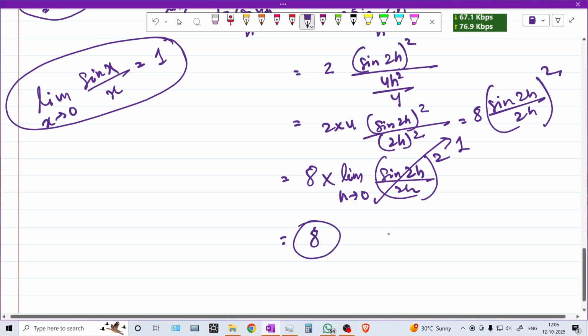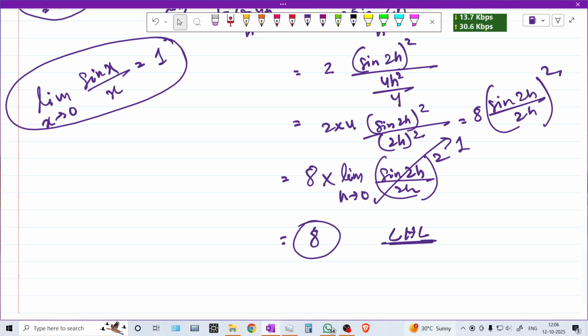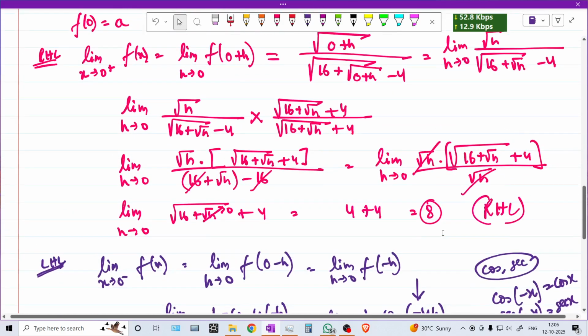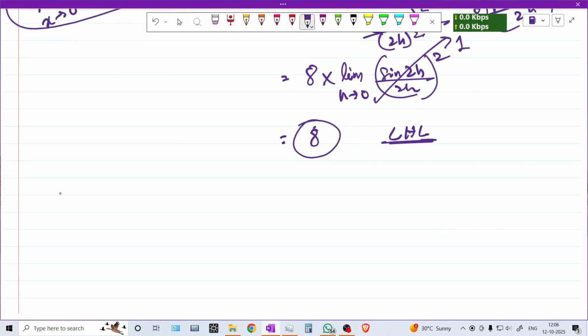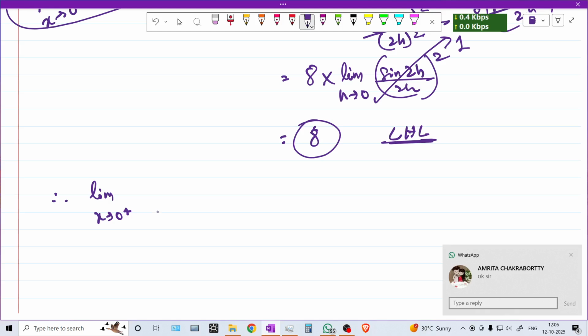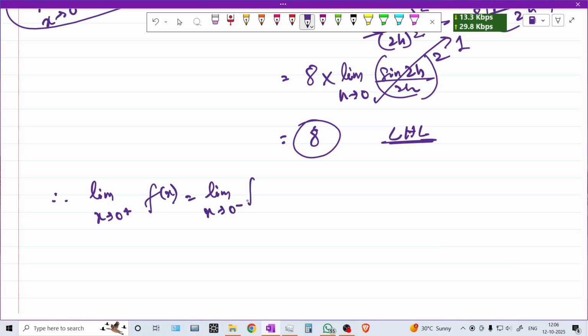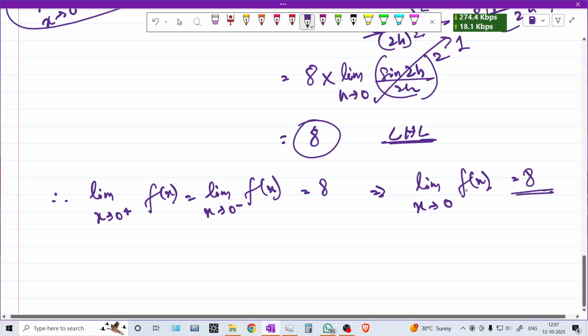That is the left hand limit. This 8 is the left hand limit. Now we have got the left hand limit and the right hand limit, and they both are equal. That means the function is continuous. So I will write here: therefore limit x tends to 0 plus f(x) is equal to limit x tends to 0 minus f(x), which is equal to 8. That means limit x tends to 0 of f(x) is also equal to 8.